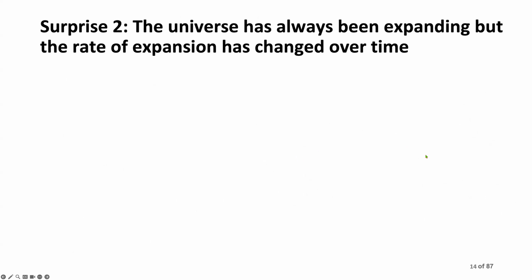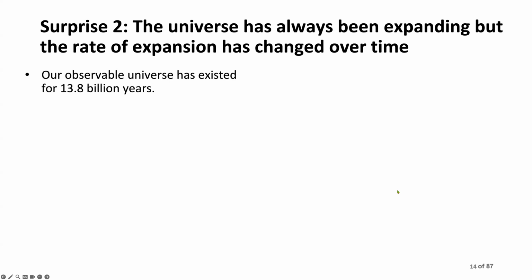The second surprise we find as we have a more mature understanding of the universe is that the rate of expansion of our universe has varied over its history. The universe has always been expanding, but the rate of expansion has not been constant. And I'll show you a graph of that in a second.